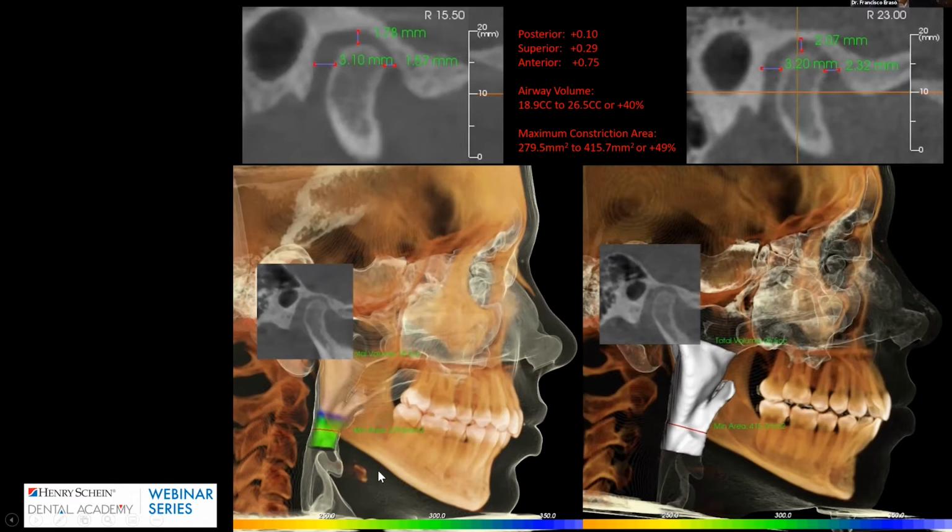But the airways increase almost 50%, from 279 millimeters square at the beginning of the treatment to 450 millimeters square, almost a 50% increase of the airway spaces. So we have to diagnose, we have to analyze, we have to prove, we have to quantify, and all of those things you're going to be able to do with a cone beam CT in your practice, okay?